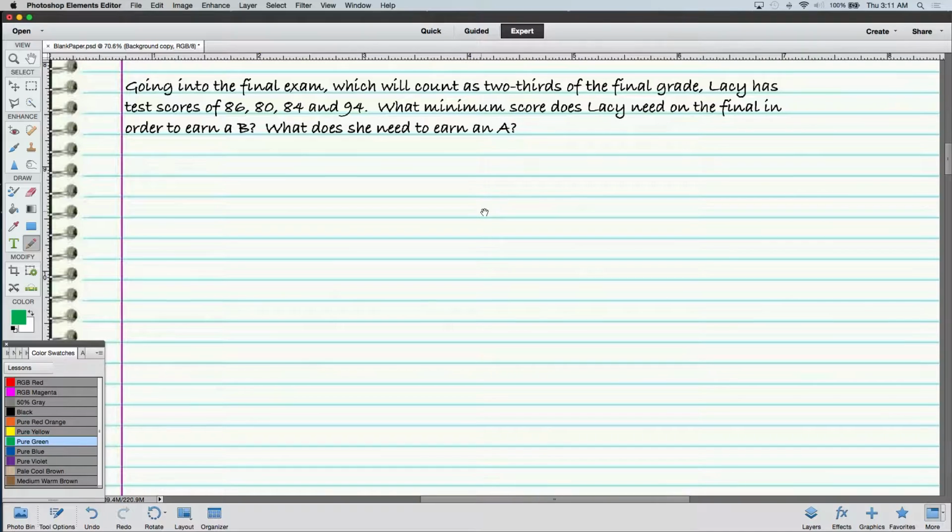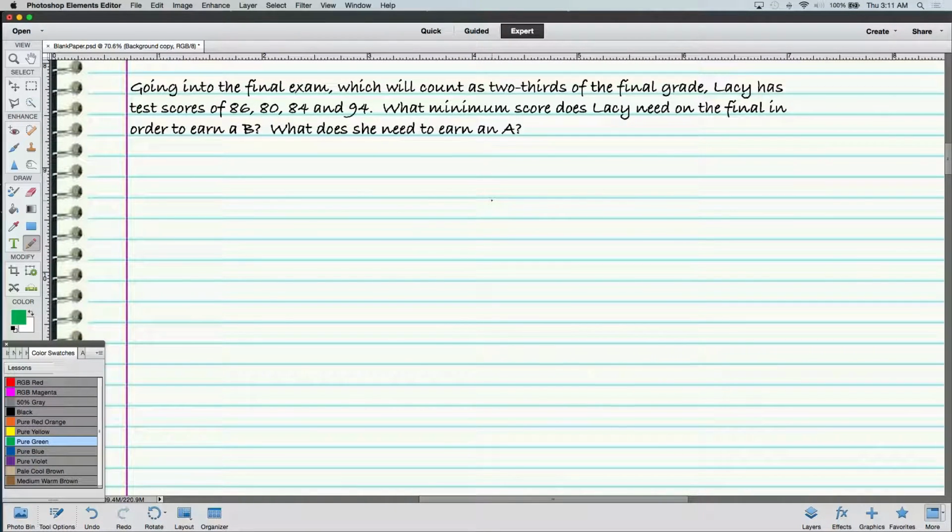Second question. Going into the final exam, which will count as 2/3 of the final grade, Lacey has test scores of 86, 80, 84, and 94. What minimum score does Lacey need on the final exam in order to earn a B? What does she need to earn an A?